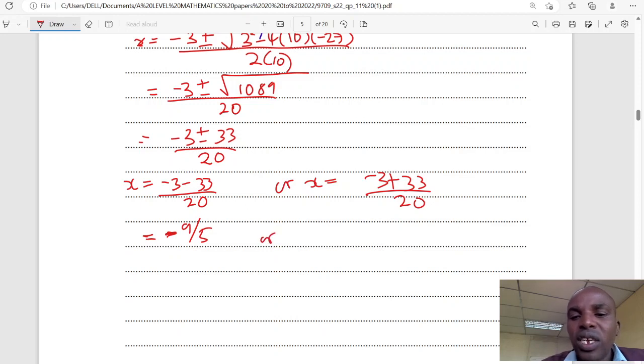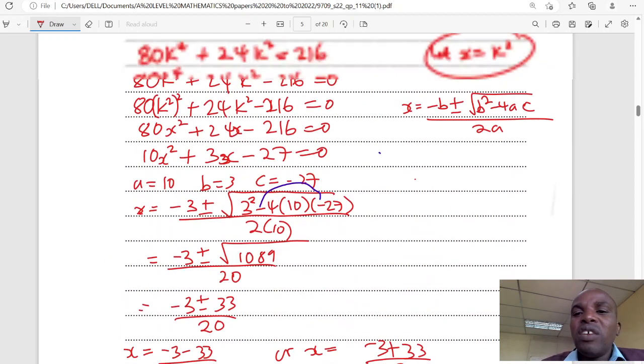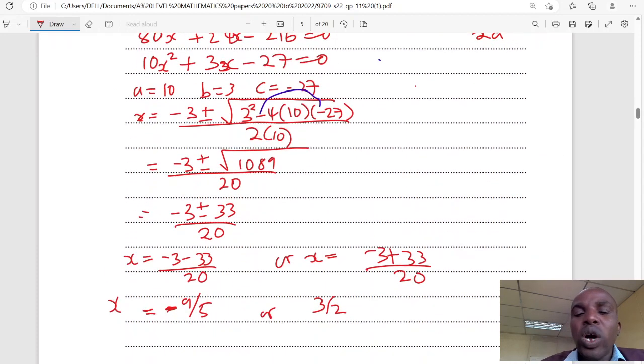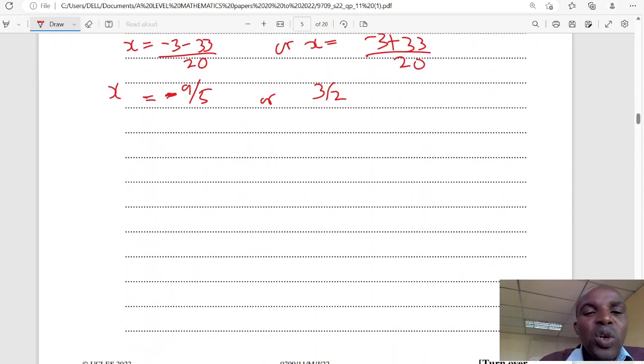Then this part, it will give you 30 over 20, which is called 3 over 2, right? Remember, these are the values of x, but you have said x is equals to k squared. What you want are the values of k. So you say k squared is equals minus 9 over 5, or k squared is equals to 3 over 2.